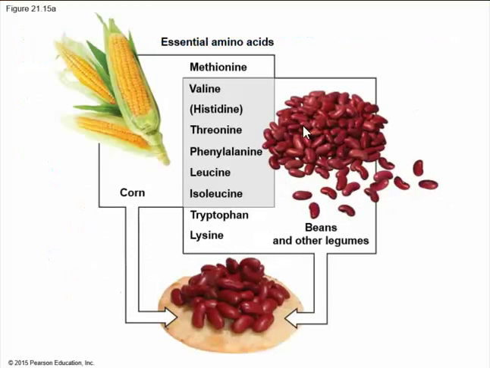Alright, now the essential amino acids are all listed here. Sources, so you need multiple sources to get protein. To get these amino acids, you need multiple sources. Like vegans have to be careful.